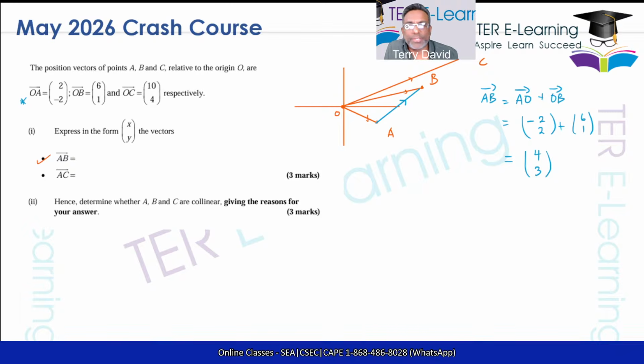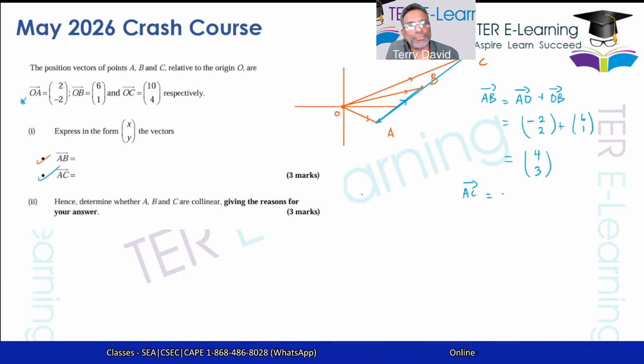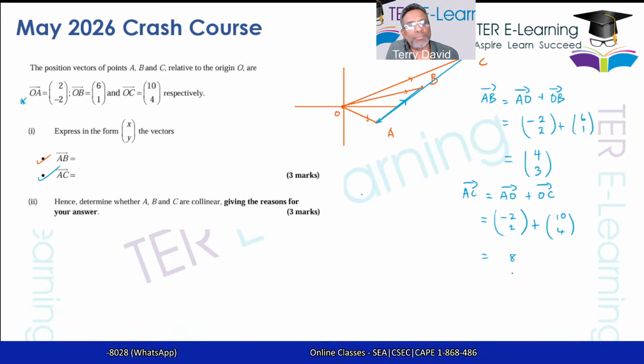Next, for part 2, we want to work out the vector AC. AC is from here to here. So AC is simply equal to AO plus OC. AO is the same, (-2, 2), and you add that to the vector OC, which is (10, 4). So -2 plus 10 gives us 8, and 4 plus 2 gives us 6. So I have worked out AB and AC.